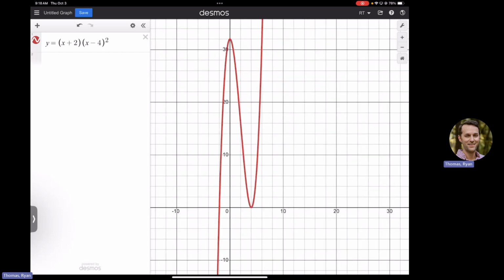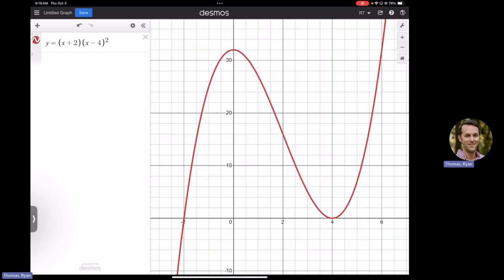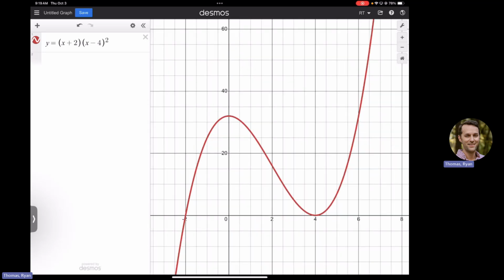But the thing I'm looking for is that the shape matches, right? This goes up, it turns around, it comes back down, bounces off the x-axis, and the intercepts look right. If we do the zooming a little more carefully, I can get the thing to look pretty much the same. But that's how we can check.